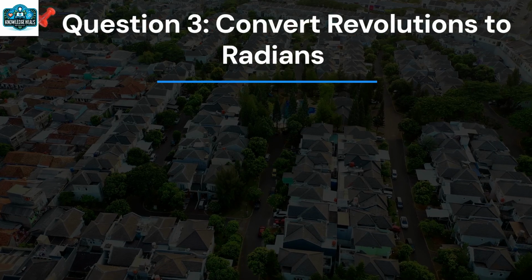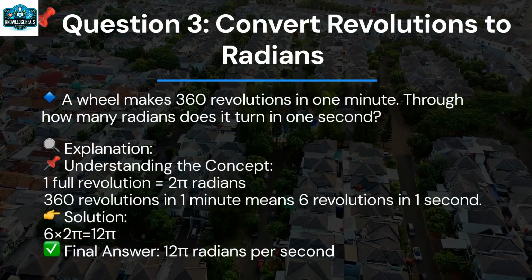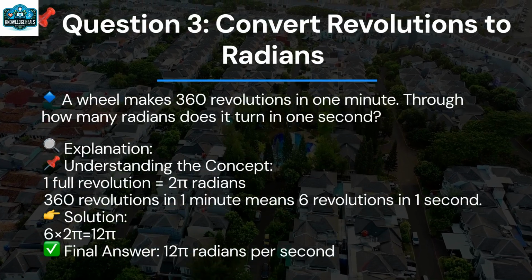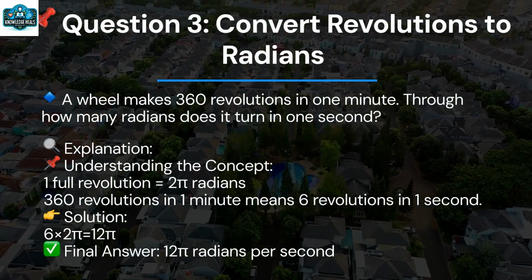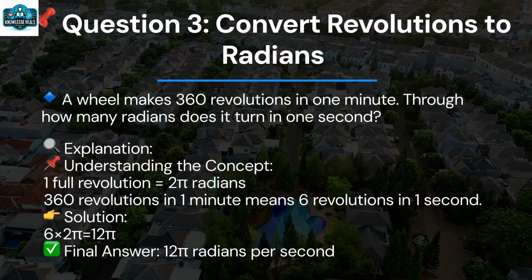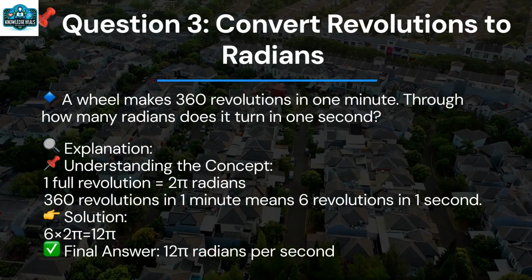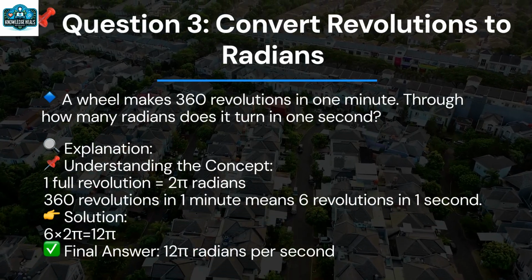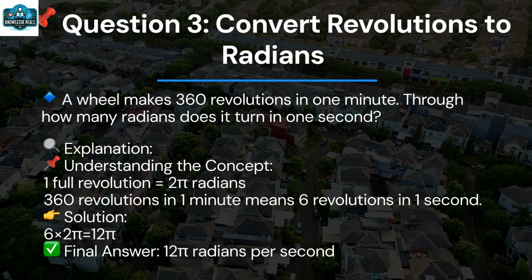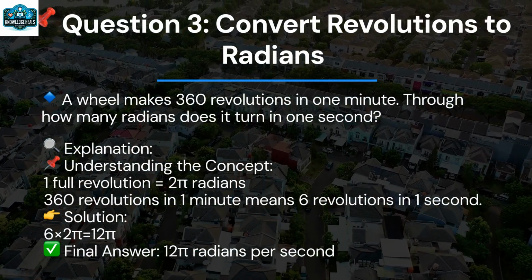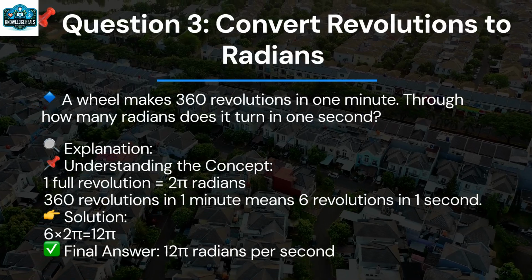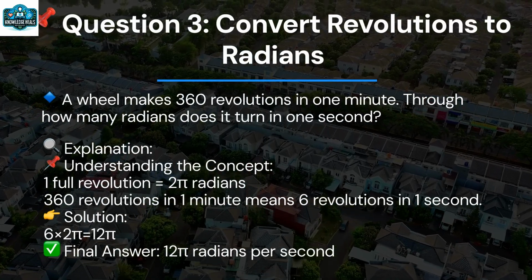Let us move to our question 3. A wheel makes 360 revolutions in 1 minute. Through how many radians does it turn in 1 second? Let's see our solution. As we can see, 1 full revolution is equal to 2 pi radians, and 360 revolutions in 1 minute means 6 revolutions in 1 second.